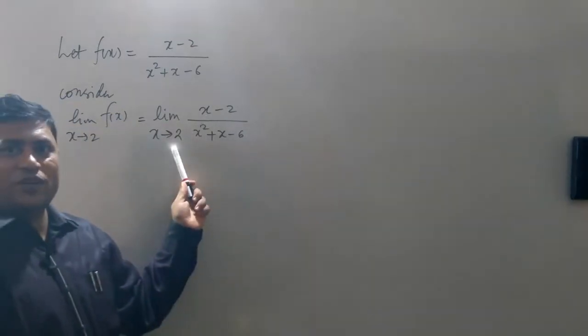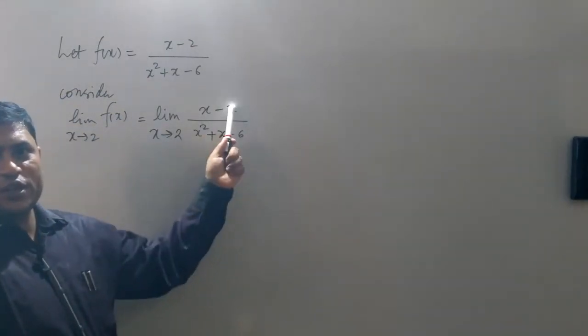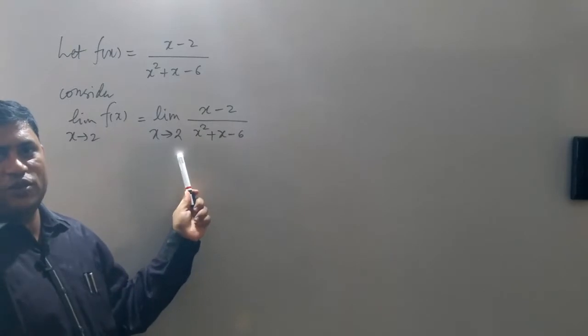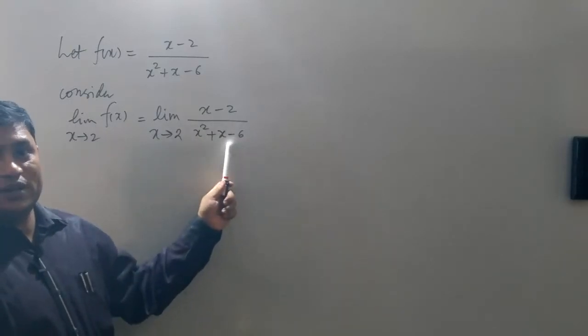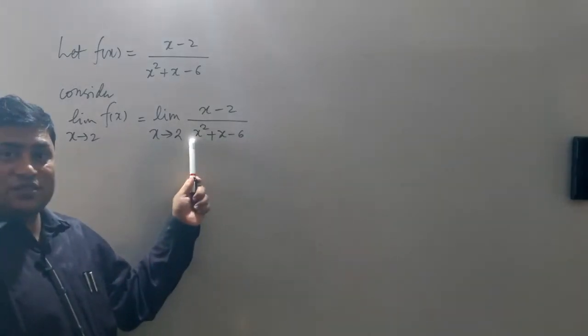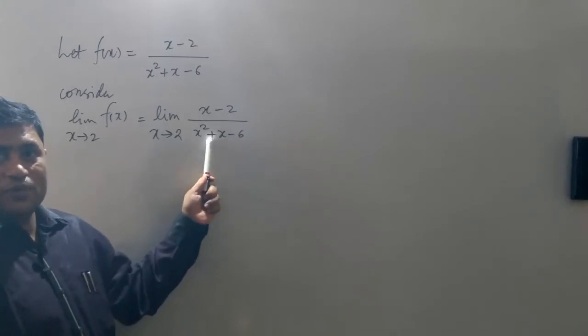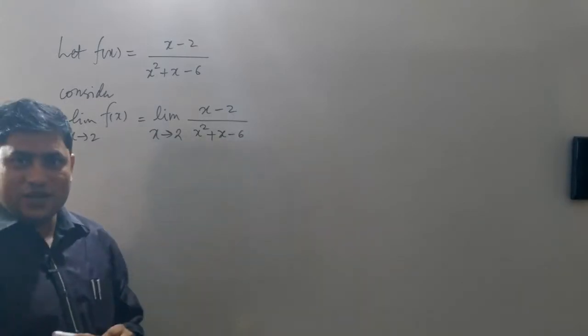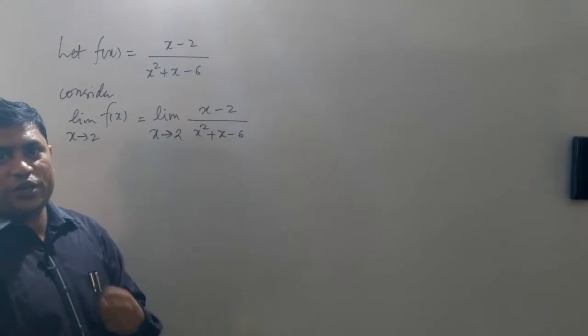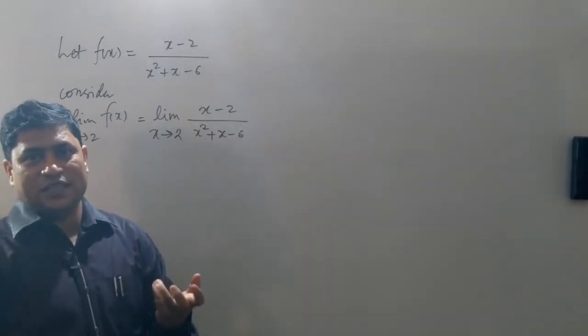Now see, if I put the value of x is equal to 2, then I am getting numerator equal to 0 again. If I put the value of x is equal to 2, then I am getting denominator equal to 0 again, because x square, 2 square will be 4, plus 2 is 6, minus 6 is going to be 0. And now that's why we need to search for a factor if there is any.